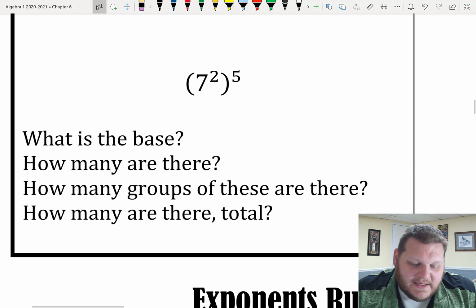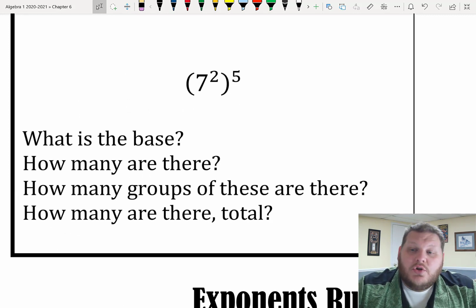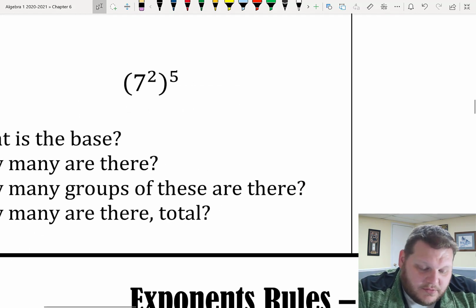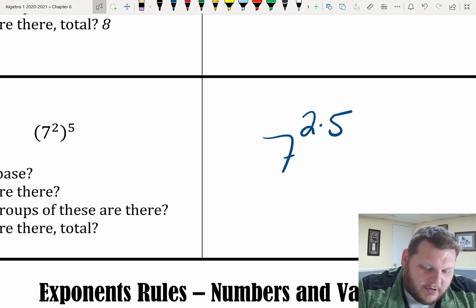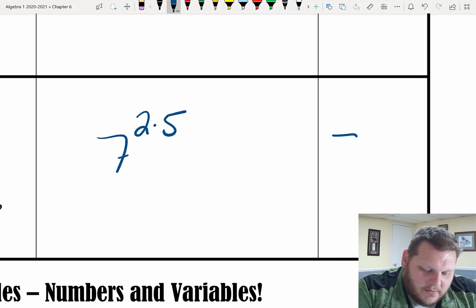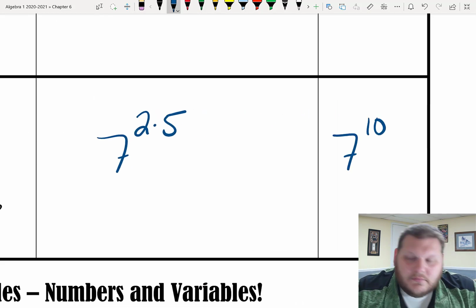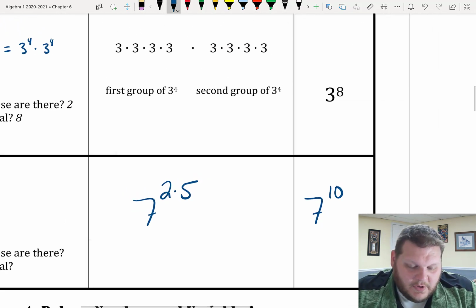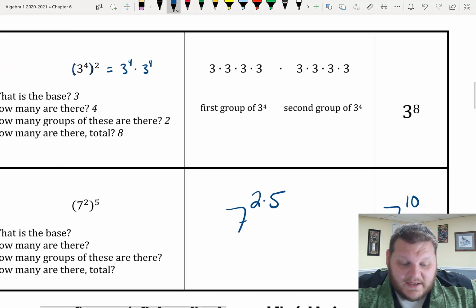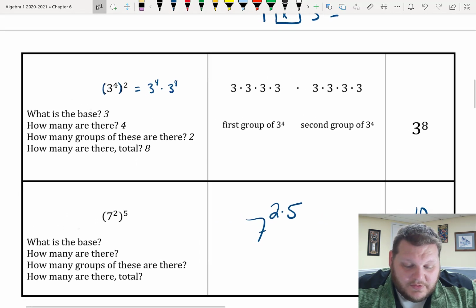So if we try that with this next one, 7 squared to the 5th power, I would just rewrite that as 7 to the 2 times 5 power, which gives me 7 to the 10th. And that's it. 7 to the 10th power. All right, so that is all 3 of our different exponent rules.